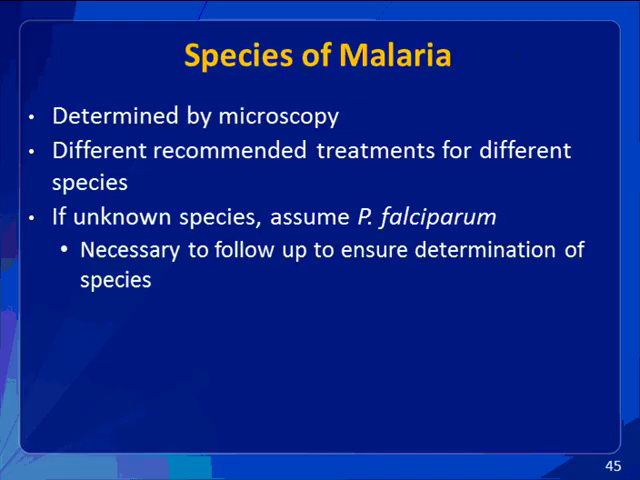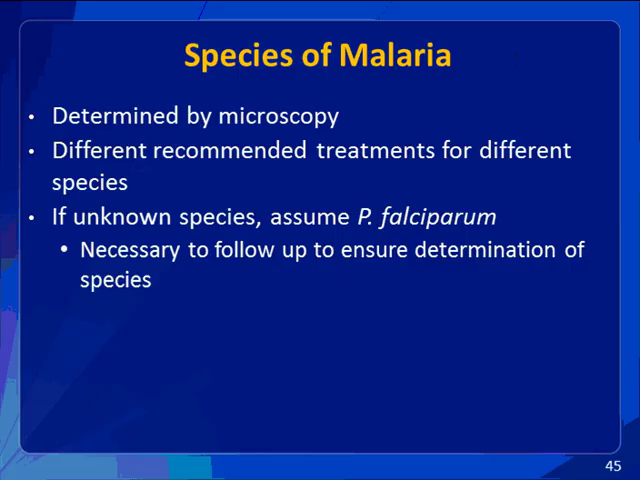The final required piece of information is the species of malaria. This is usually determined by microscopy. It is important to know the species because there are different recommended treatments for different species. Generally, if the species is not able to be determined, the standard is to assume it is P. falciparum and choose a drug that is active against all species for the acute infection.